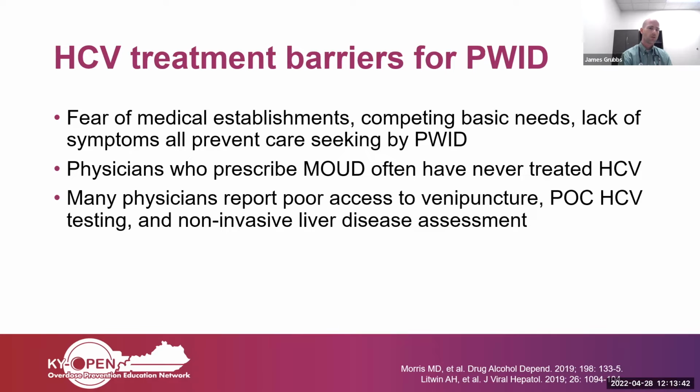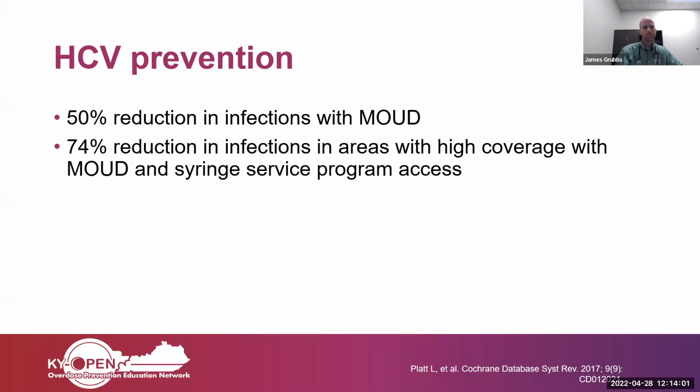And then in some clinics where providers see patients who inject drugs, there's poor access to things like venipuncture and other means of assessing liver disease, and that prevents treatment. In terms of prevention, we talked about how there's prevention of hepatitis C onward transmission in areas where there's good access to medication for opioid use disorder, and even more prevention where there's good access to medications for opioid use disorder and good coverage for syringe service programs.